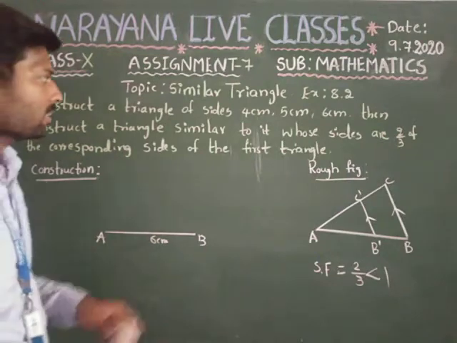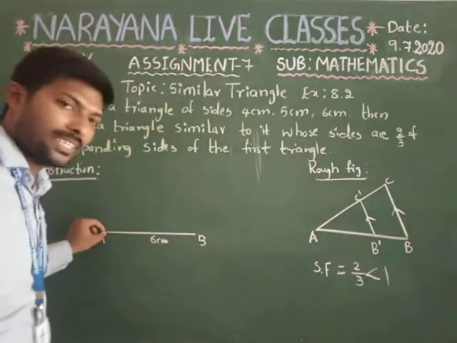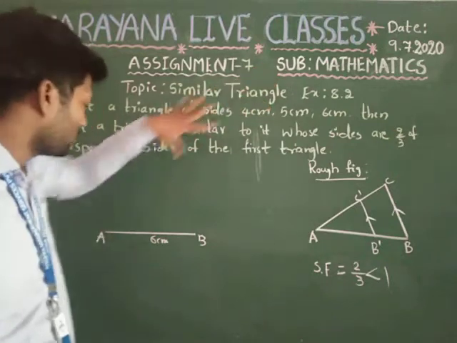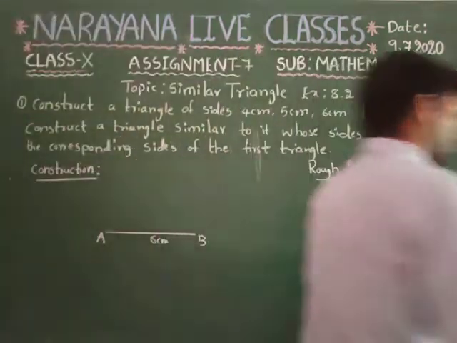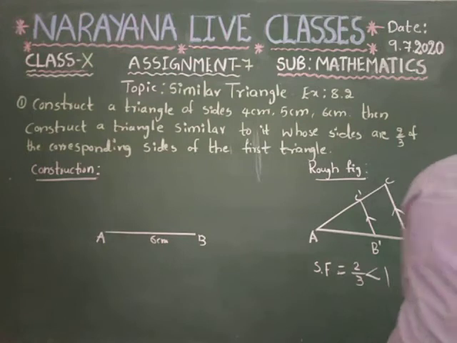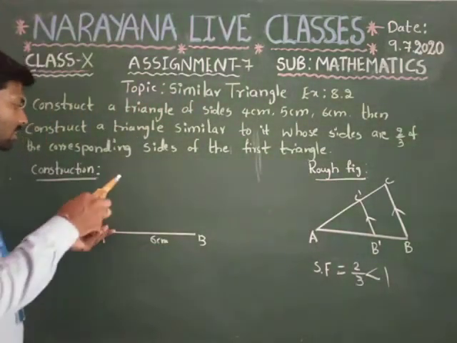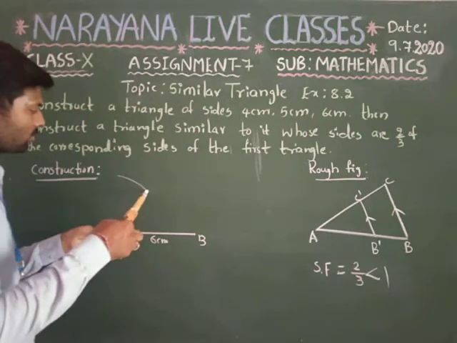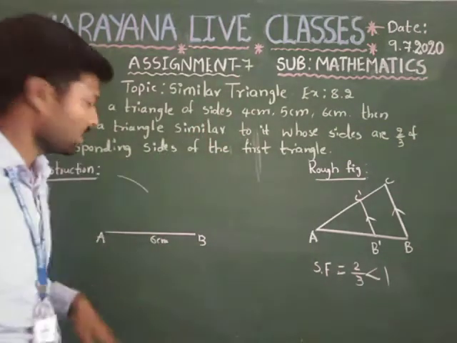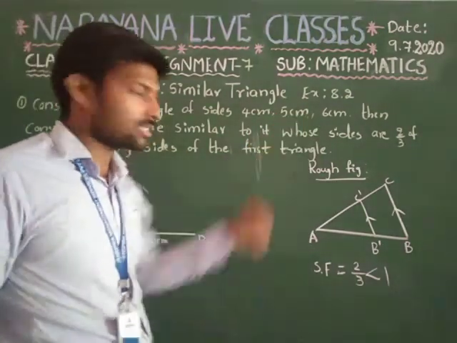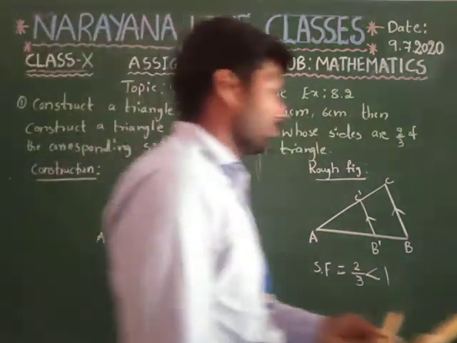Again, take point A as the center with a radius of 4 centimeters and draw an arc. Then from point B, with a radius of 5 centimeters, draw one more arc by measuring this.